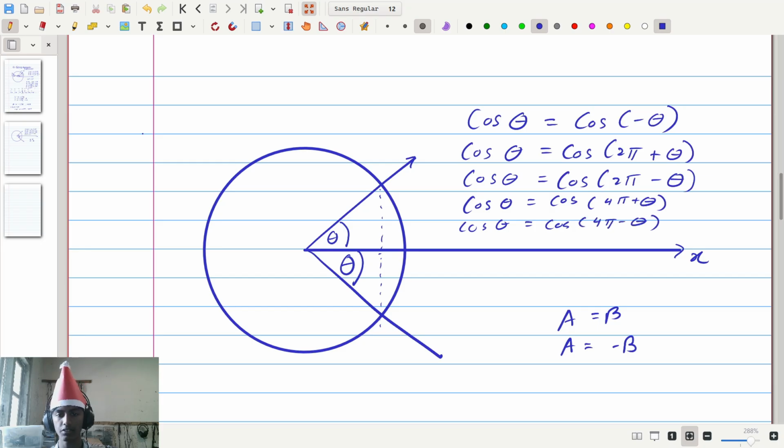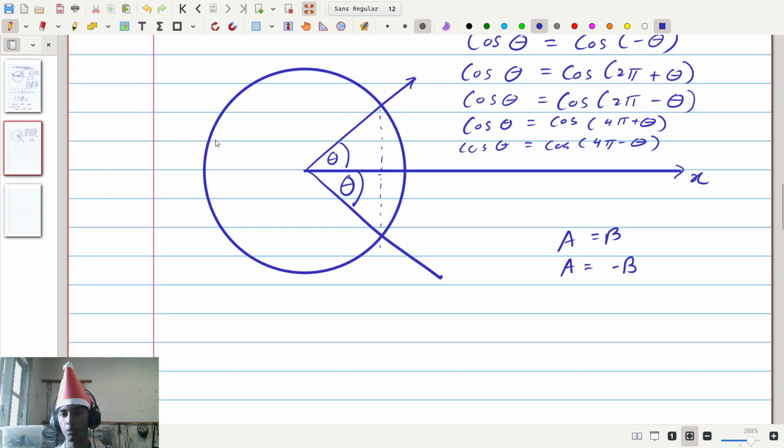If I write these sets of solutions down over here, we have A is equal to 2 pi plus B and A is equal to 2 pi minus B as possible solutions, and then next we have A is equal to 4 pi plus B and A is equal to 4 pi minus B, and so on infinitely, continuing the pattern.